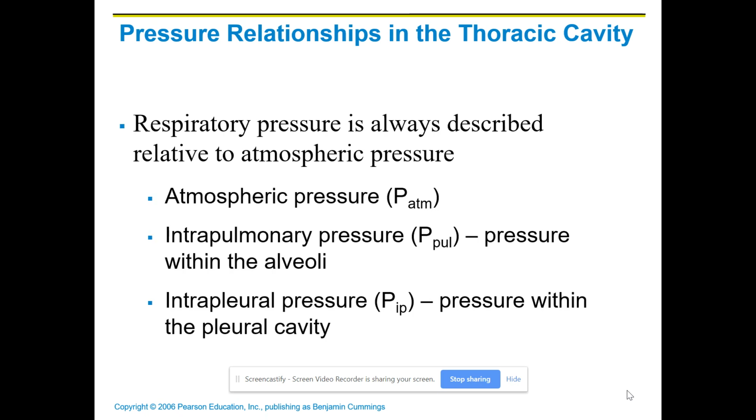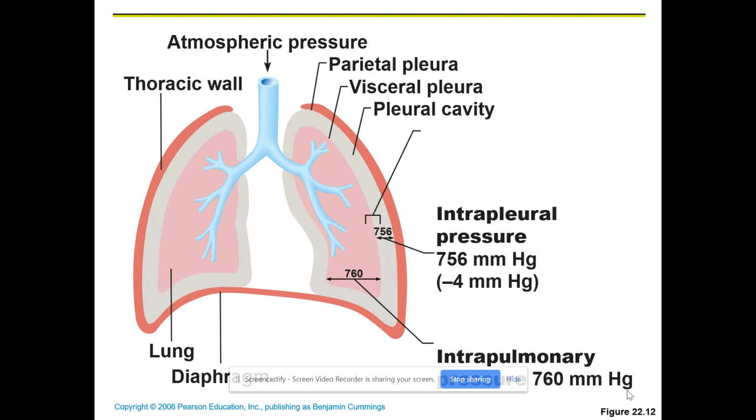Well, in order to understand it, remember we have to think about pressures. There are actually 3 pressures that we need to worry about. One is atmospheric pressure, or the pressure in the room where you're located. Another is the pressure inside the alveoli of the lungs. There's also a pressure in between the 2 pleura in the pleural cavity. So we can see those pressures. Atmospheric pressure and intrapulmonary pressure are always exactly the same, or they're in the process of becoming the same.